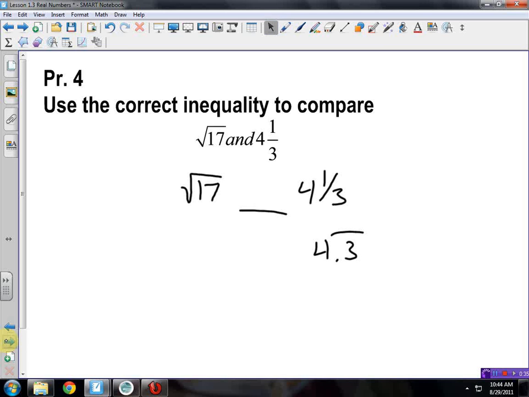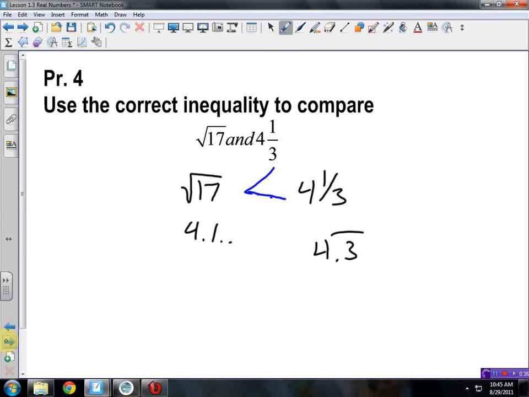Did you use a calculator? Okay. It's 4.1 something something something, right? So it's that side. Which side's bigger? Purple. And then which symbol am I going to have to put in there? Square root of 17 is less than 4 1/3, so a less than symbol like this. I'm going to erase this blank so it doesn't look like an or equal to. There we go.